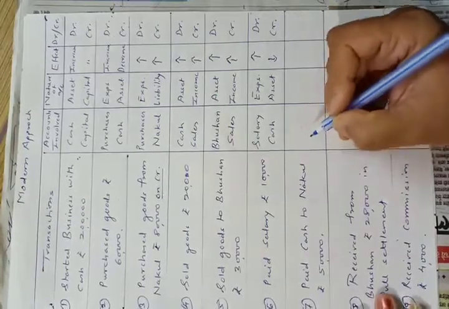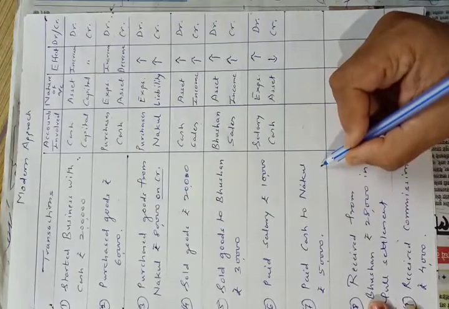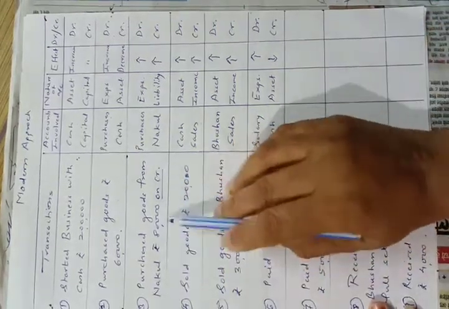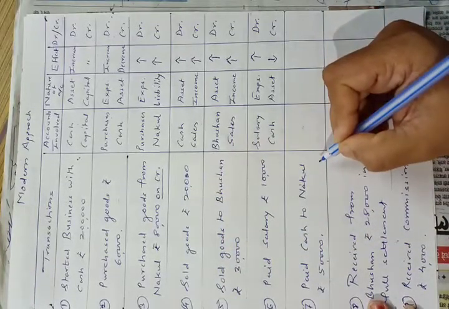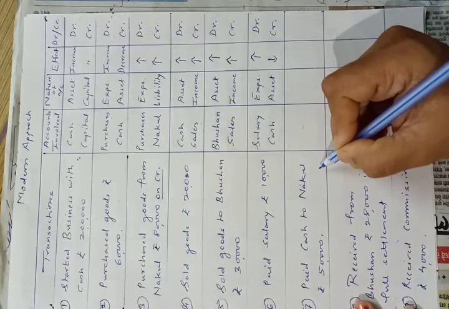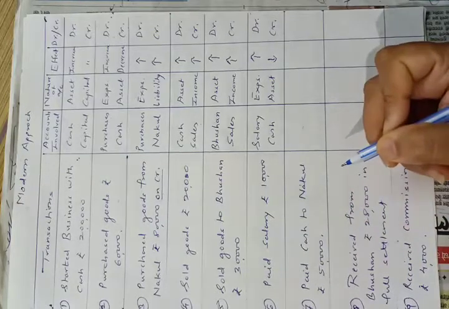Next entry now. Paid cash to Nakul rupees 50,000. See here, we have purchased goods from Nakul on credit rupees 80,000. So amount payable was rupees 80,000. Here we are making part payment to him. The difference between 50,000 and 80,000 will be 30,000. It is not discount, because the words full settlement are not here.